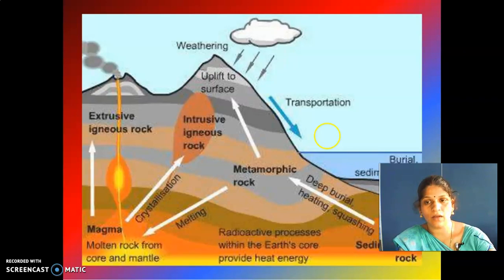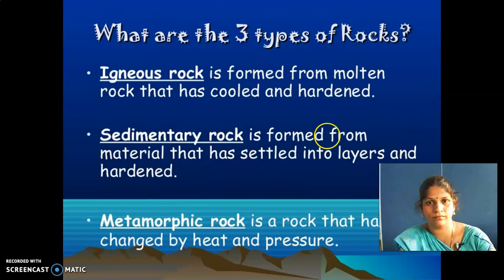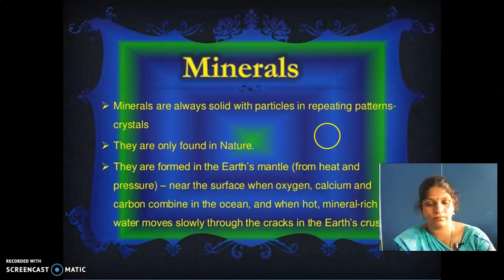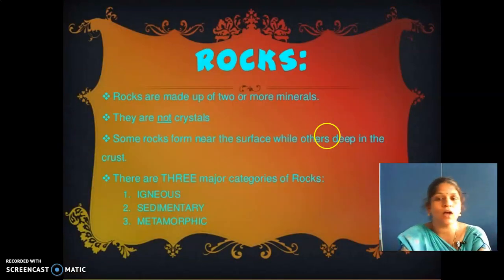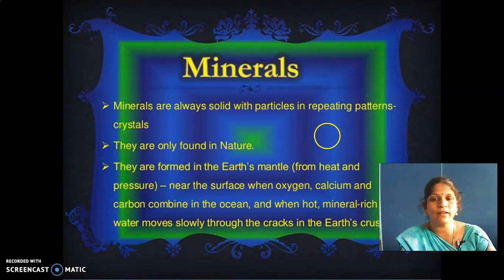Yes, what is rock? Rocks are made up of two or more minerals. They are not crystals. The three types of rocks are igneous rocks, sedimentary rocks and metamorphic rocks. Minerals are naturally found on the earth. They are formed in the earth's mantle.